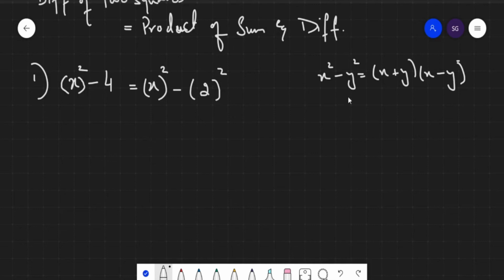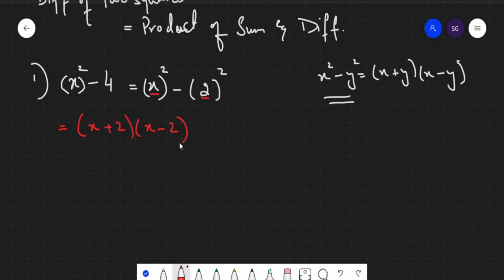So our framework is fulfilled. We have written this given expression as a difference of two squares. If that's the situation, then we can write it as a product of their sum. The sum would be x plus 2 and the difference would be x minus 2. And guys, this is the factorization done.